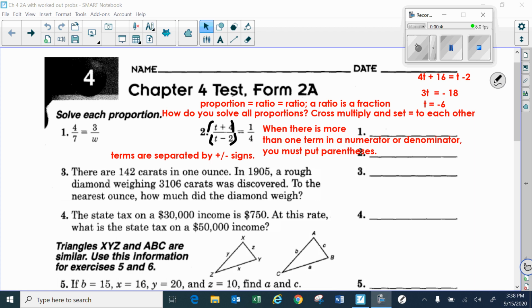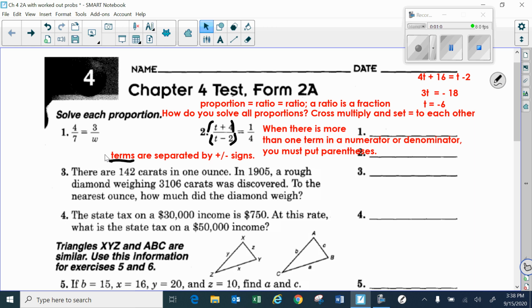So that's why you see number 2 here. You have parentheses around the numerator and denominator of the left ratio because they both have more than one term in them. And if you forgot, terms are separated by plus and minus signs. So each has 2 terms there. So now I cross multiply. That is written over here.